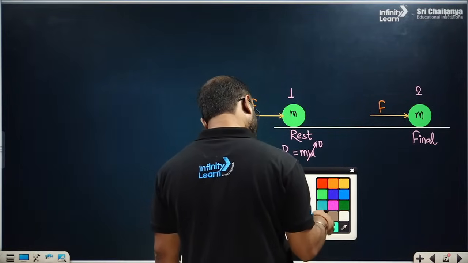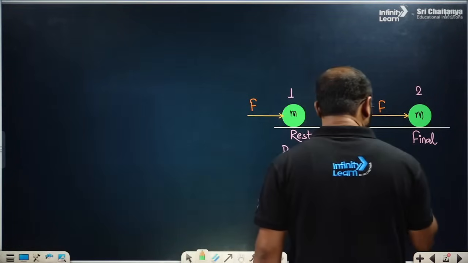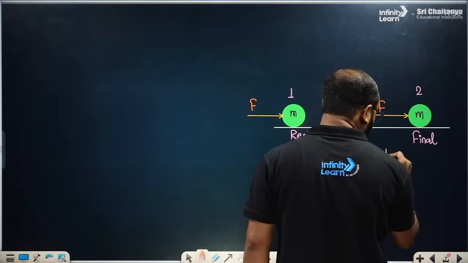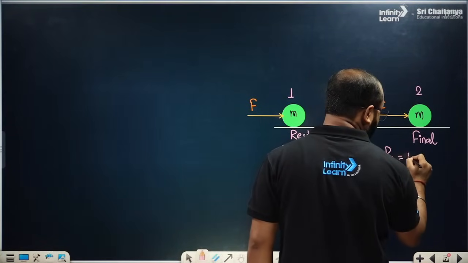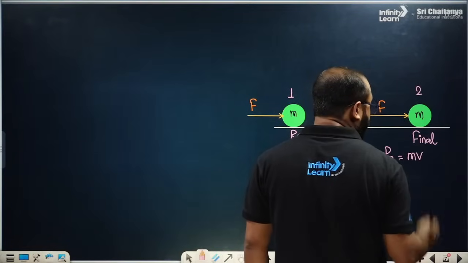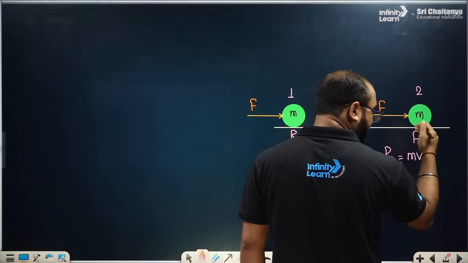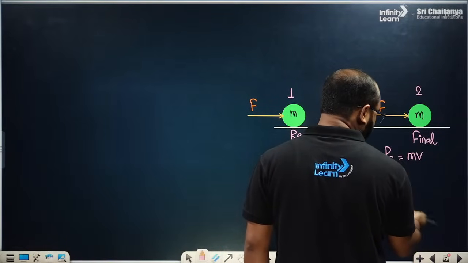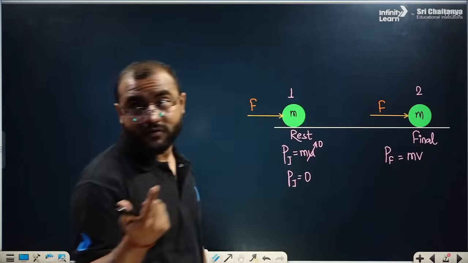In this case, if I want to find the momentum, the momentum at the final point can be written as mass into final velocity. As we know, in this condition the final velocity is not equal to 0. So the final momentum will be m into v, which is more than 0.